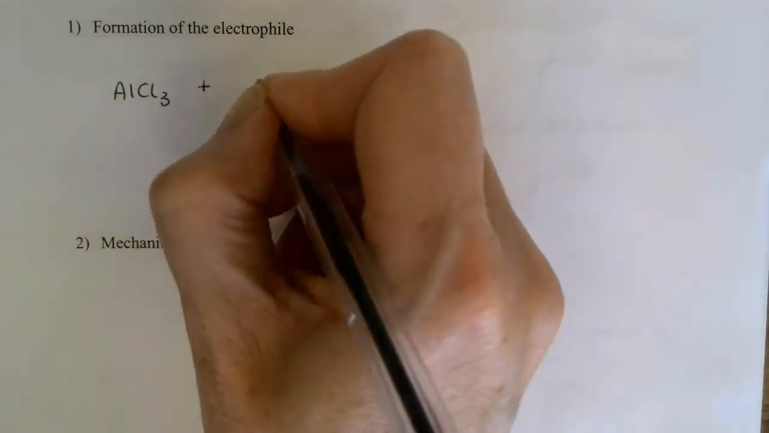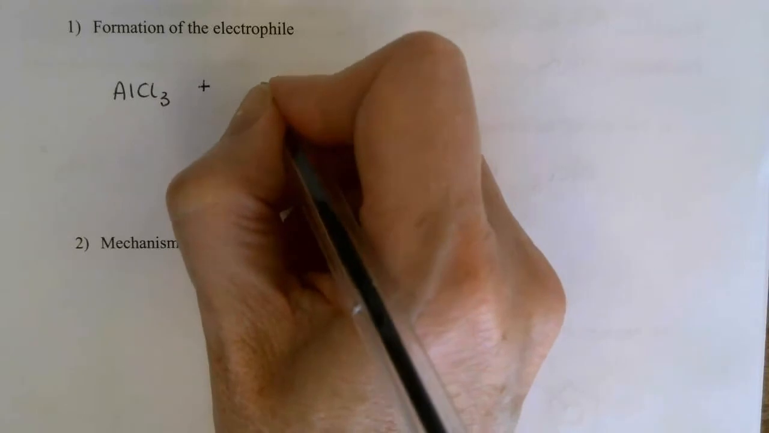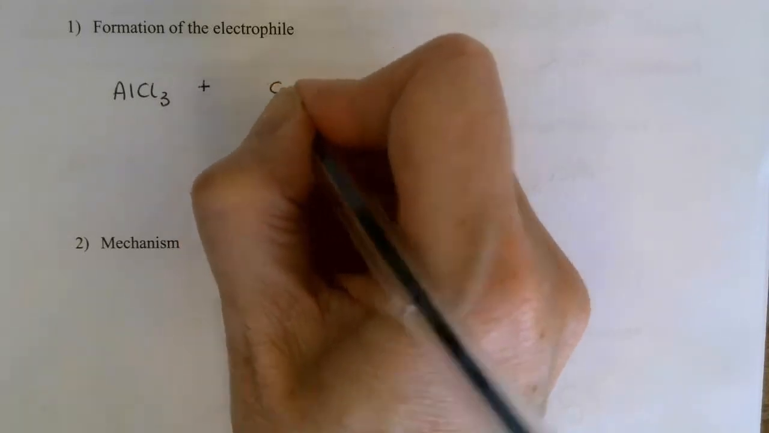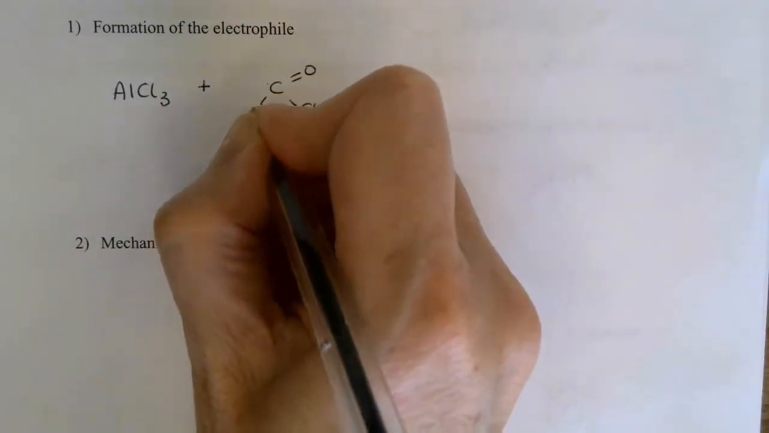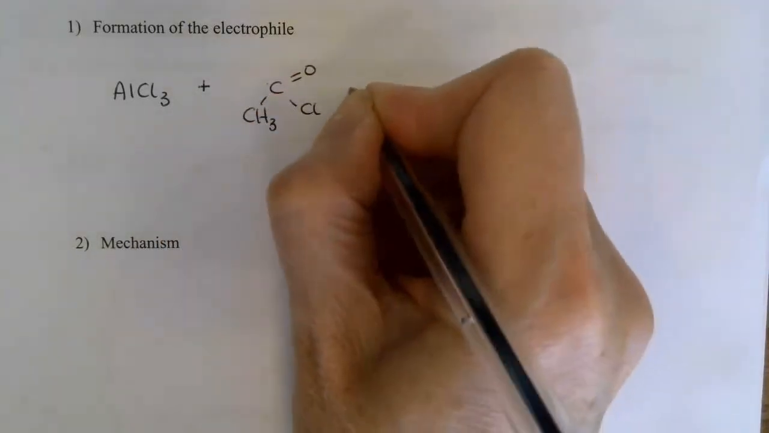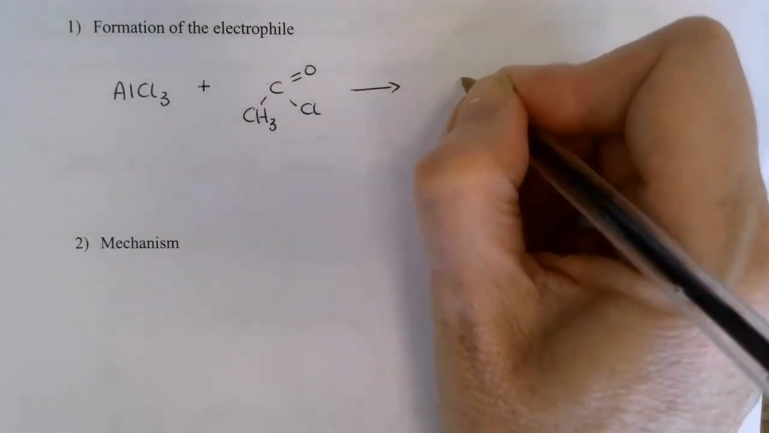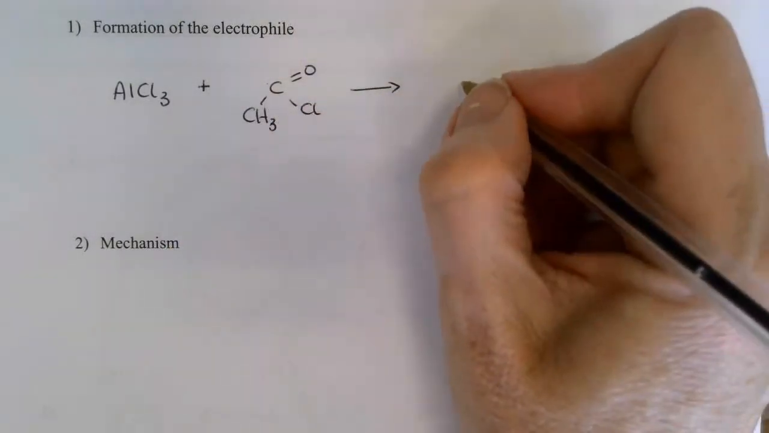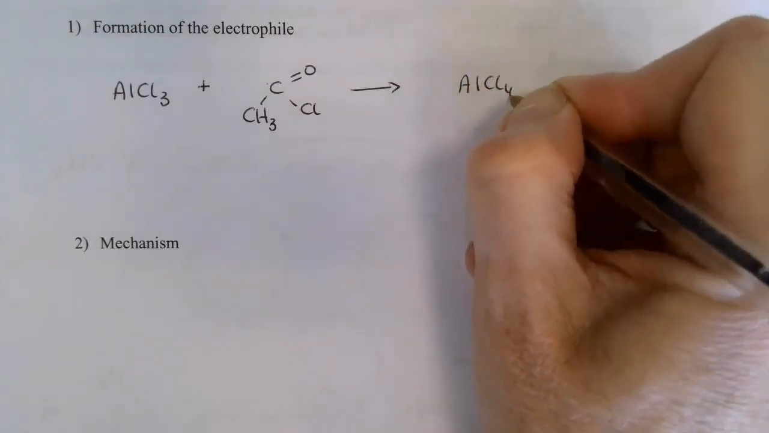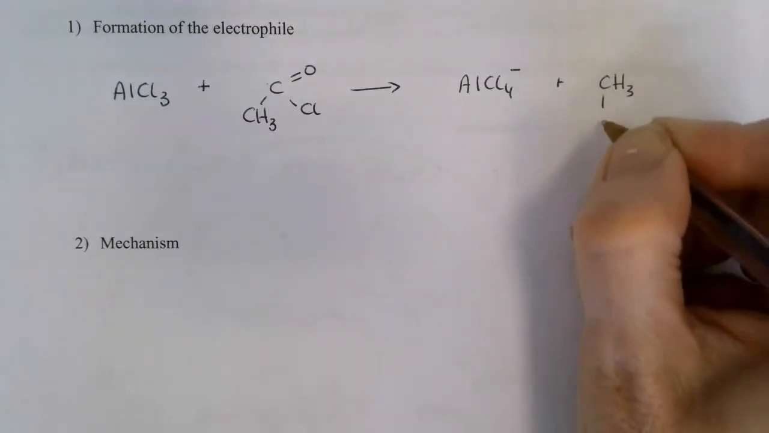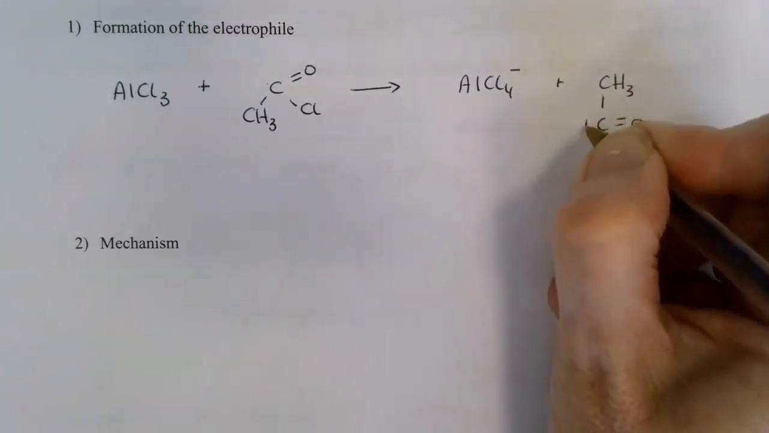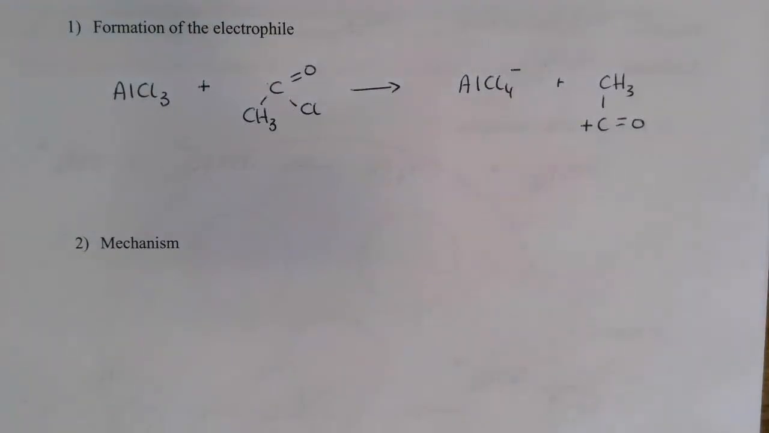So same reaction as before. I'm going to take my aluminium chloride, AlCl3, that's my halogen carrier, and I'm going to take my acyl chloride. In this case, I'll use my straightforward simple one, ethanoyl chloride, and my ethanoyl chloride is going to give up this chlorine, so I get AlCl4 minus, and I get my CH3 bonded to a C, double bond O, and a positive charge.